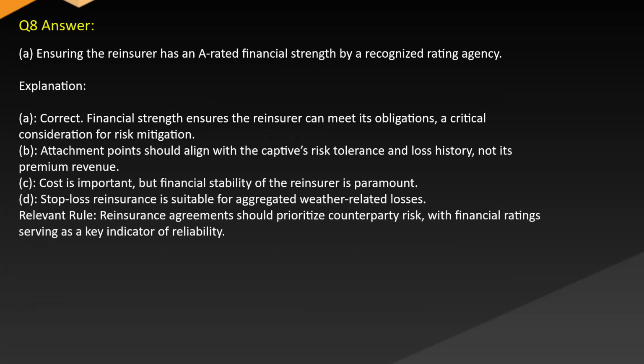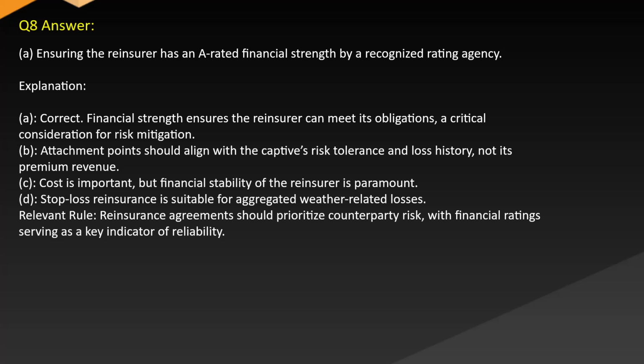Answer A. Ensuring the reinsurer has unrated financial strength by a recognized rating agency. Explanation A. Correct. Financial strength ensures the reinsurer can meet its obligations, a critical consideration for risk mitigation. B. Attachment points should align with the captive's risk tolerance and loss history, not its premium revenue. C. Cost is important, but financial stability of the reinsurer is paramount.